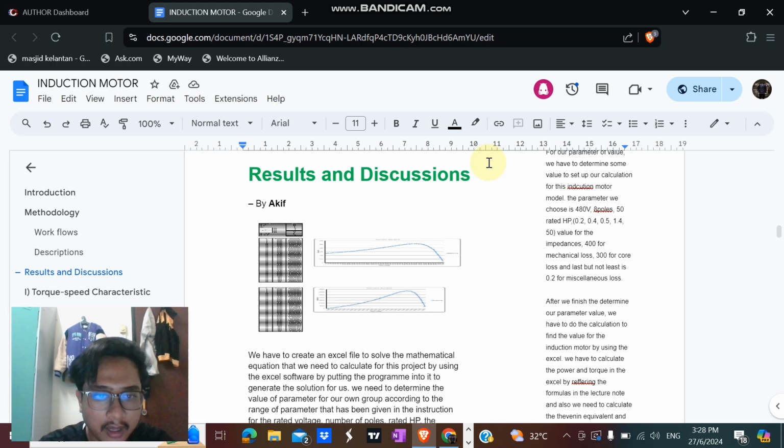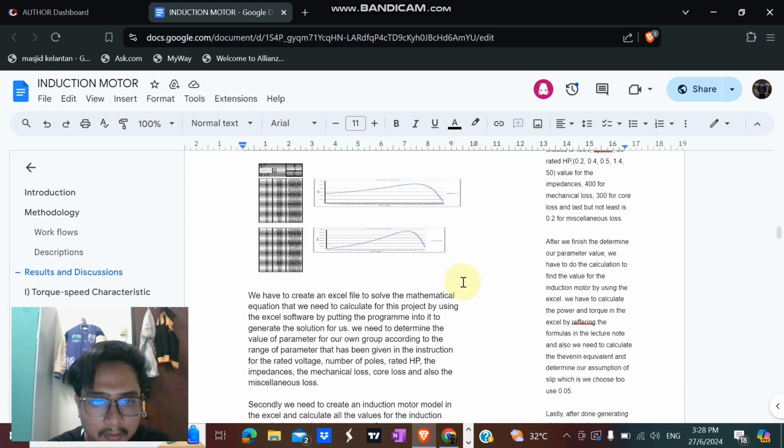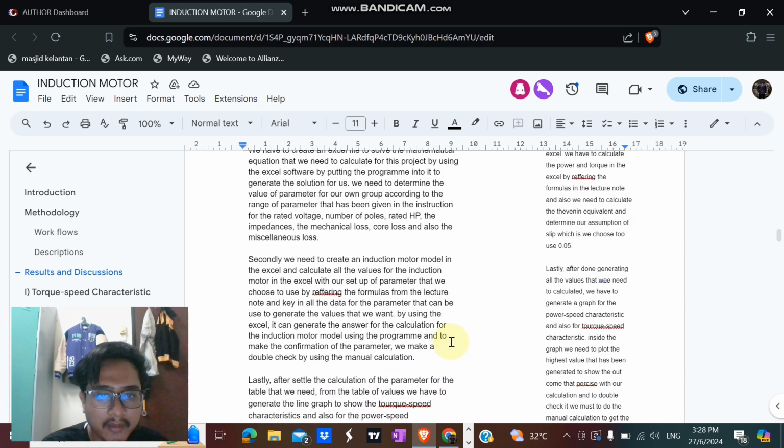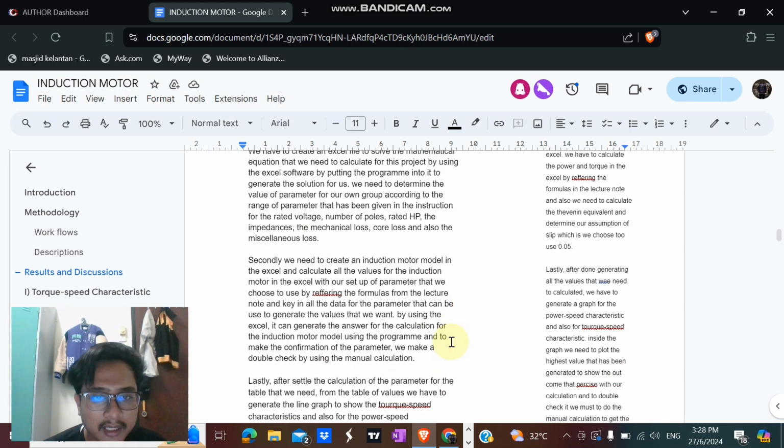Today I want to present the result and discussion. We have to create an Excel file to solve the mathematical equations that we need to calculate for the project, by putting the program into it to generate the solution for us. We need to determine the value of the parameters for our model according to the range of parameters given in the instruction: the rated voltage, number of poles, rated horsepower, the impedance, the mechanical loss, core loss, and also the miscellaneous loss.